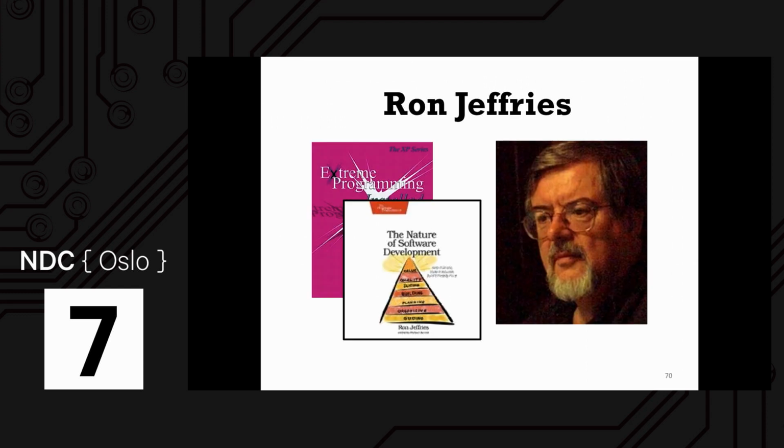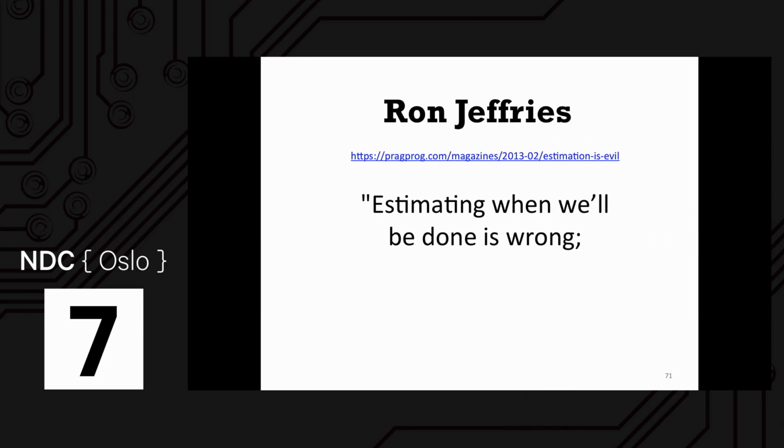Another really great one, I love Ron Jeffries, and I really enjoyed this book he came out with recently, Nature of Software Development. Estimating when we'll be done is wrong. Forcing the answer is worse. And I think that's sort of what you brought up. We do the estimates because we're told we need to do the estimates.